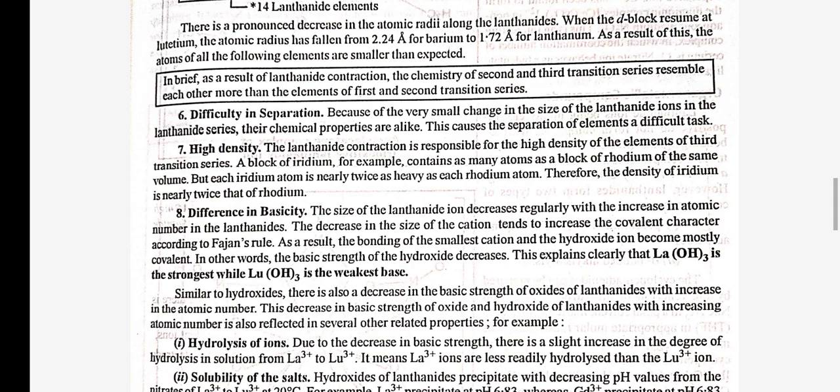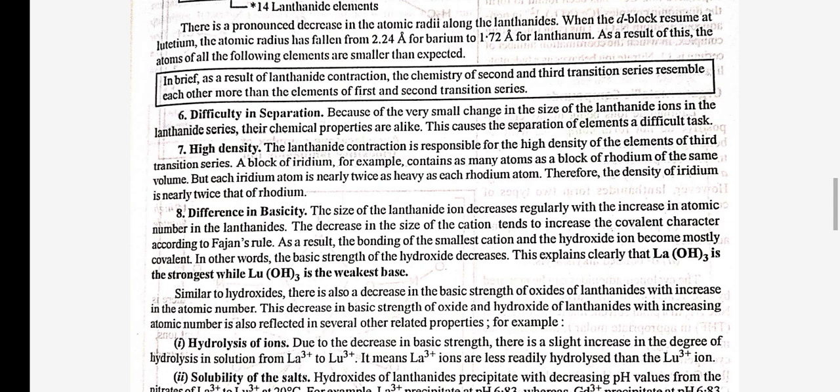High density. The lanthanide contraction is responsible for the high density of the elements of the third transition series. A block of iridium, for example, contains as many atoms as a block of rhodium of the same volume, but each iridium atom is nearly twice as heavy as each rhodium atom. Therefore, the density of iridium is nearly twice that of rhodium.